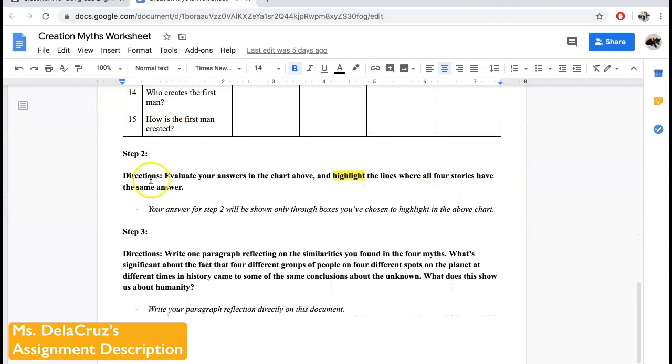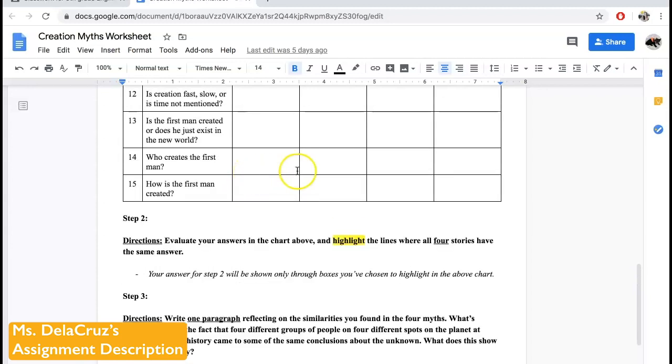And after you fill out this chart, step 2 asks you to highlight the lines where all 4 stories have the same answer. And this is going to cause you to see the similarities between these 4 cultures who wrote these 4 creation myths at different times in different places of the earth.